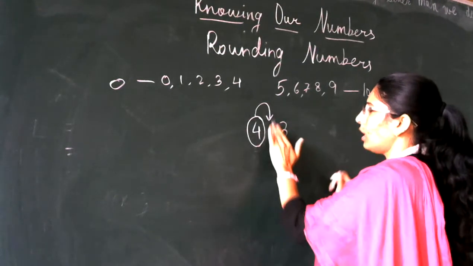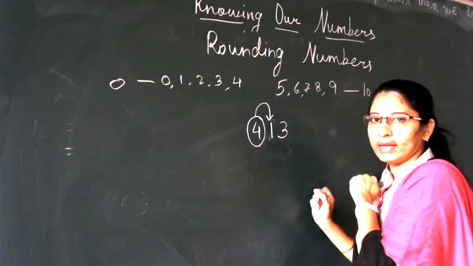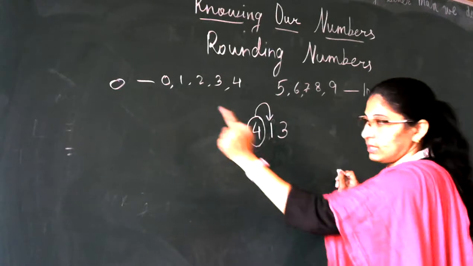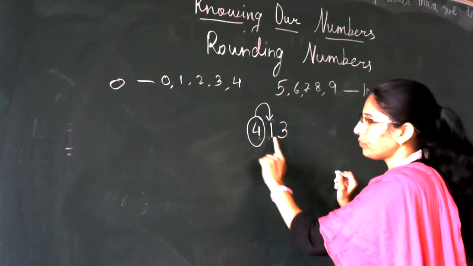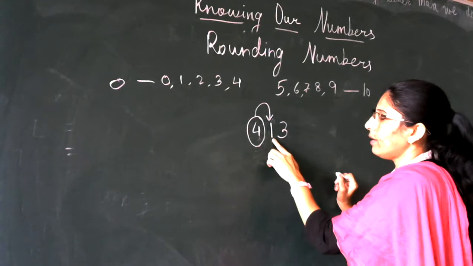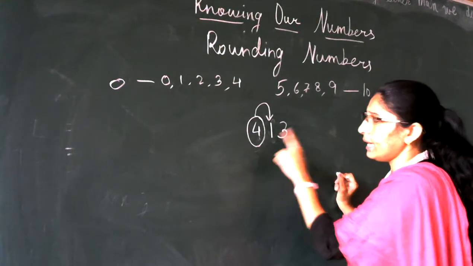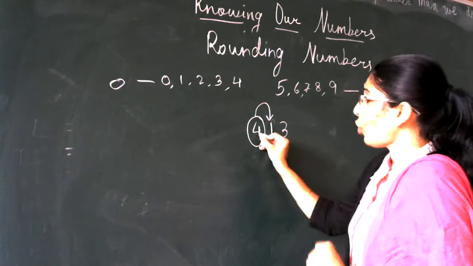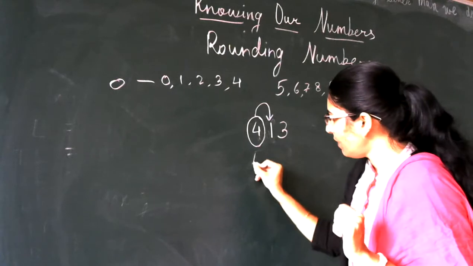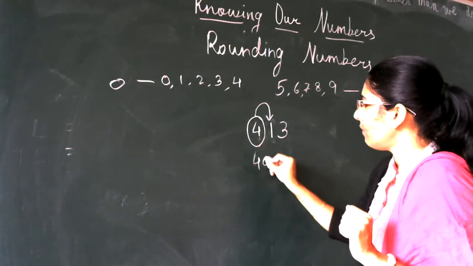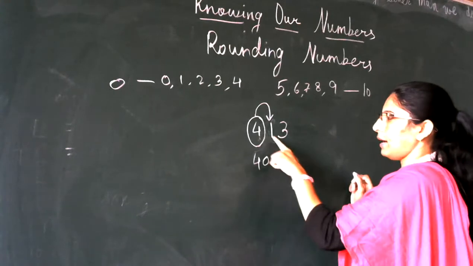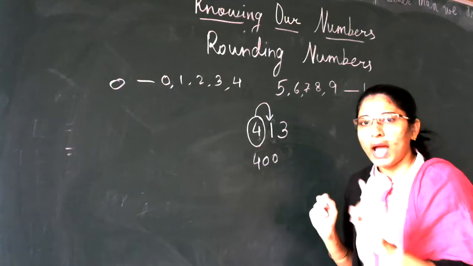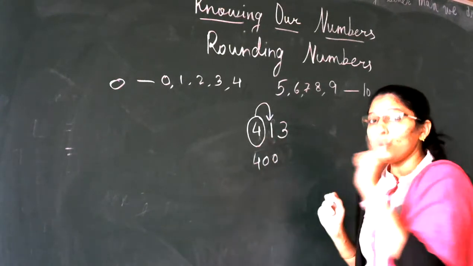But if a smaller number is there, if 1 is there, then the number will go to the previous, that means 400. We can follow this method: when the previous number is less than 5, then we do not add 1. The same number we write and the remaining numbers become 0. So 413 is nearest to 400. When it is smaller, we do not add 1. When it is greater, we plus 1.